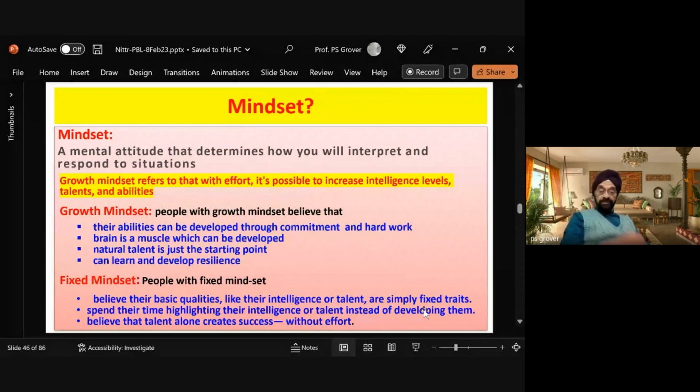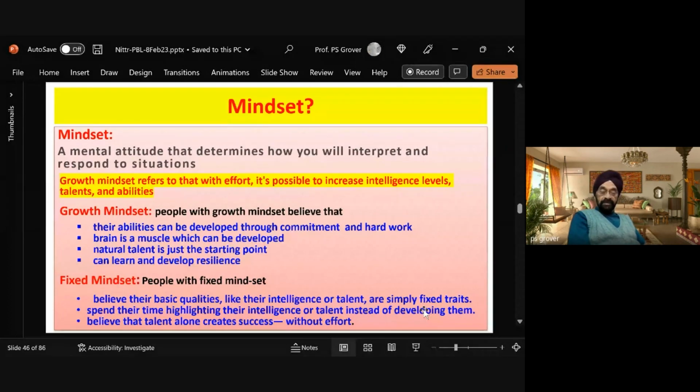People with a fixed mindset believe their basic abilities like intelligence or talent are simply fixed traits. Most of the students think that way. They spend their time highlighting their intelligence and talent instead of developing them. They believe that talent alone creates success without effort.